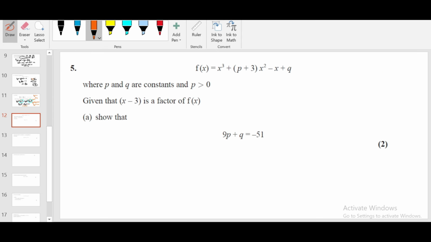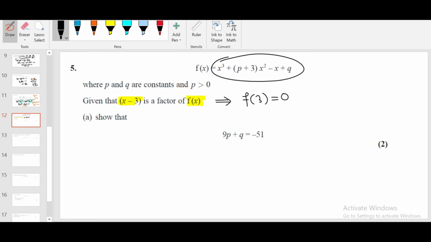Question number 5. This is from chapter 1, factor theorem and remainder theorem. Given that x minus 3 is a factor of f of x, by using factor theorem you can write f of 3 is equal to 0. That's what we are going to do. We are going to replace x by 3 and equate it to 0, so you will get 3 cubed plus p times 3 squared minus 3 plus q is 0.